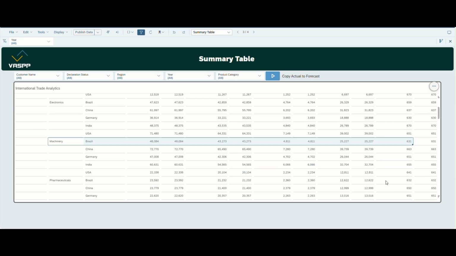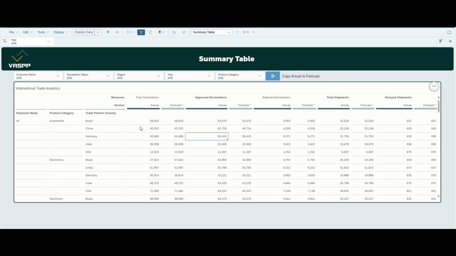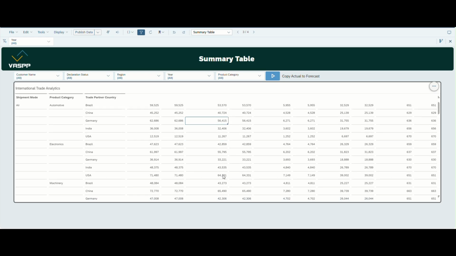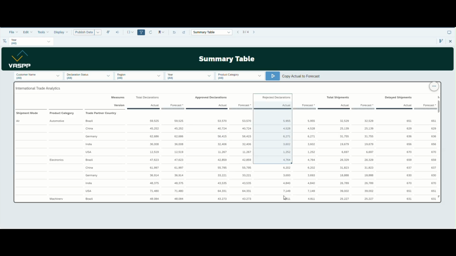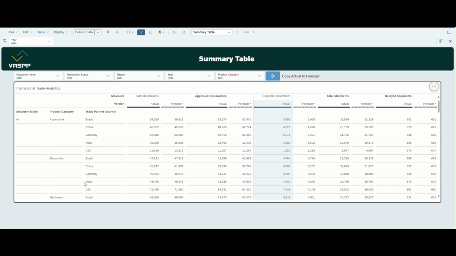Beyond individual trade flows, the real insight lies in the patterns. Germany consistently shows higher rejection rates in both automotive and electronics, hinting at local customs complexity. India, on the other hand, shows stronger approval ratios but continues to face recurring shipment delays, likely a reflection of infrastructure issues at key ports and airports.